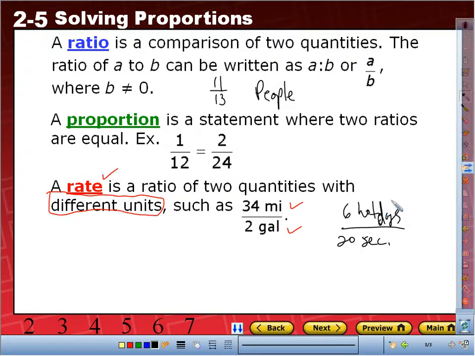They were eating 6 hot dogs for every 20 seconds. But what I wanted to show, check this out, isn't this a ratio? Yes. However, are they the same type of quantities? No, this is hot dogs and this is time. So therefore, once you see that it's 2 different quantities, it's a what? A rate. Yes.